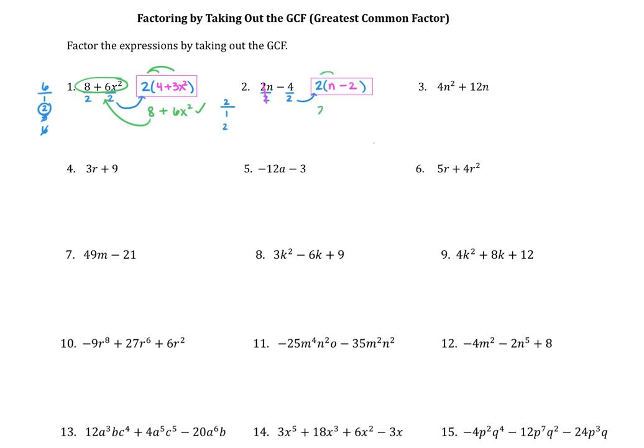2 times n gives me 2n. 2 times negative 2 gives me negative 4. That matches my starting problem. We did it correct. Number 3.